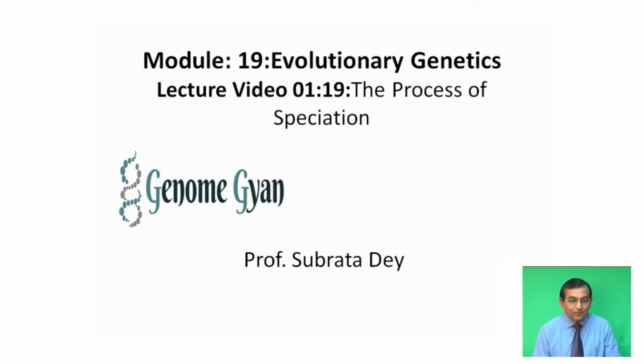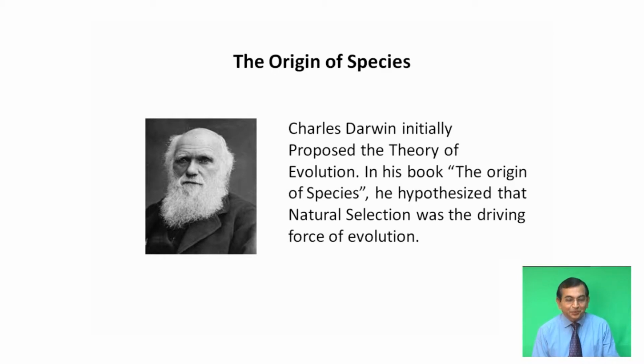Evolutionary genetics, the process of speciation. The origin of species. Charles Darwin initially proposed the theory of evolution. What is evolution? Evolution means slow and gradual change. In his book, The Origin of Species, Darwin hypothesized that natural selection was the driving force of evolution.